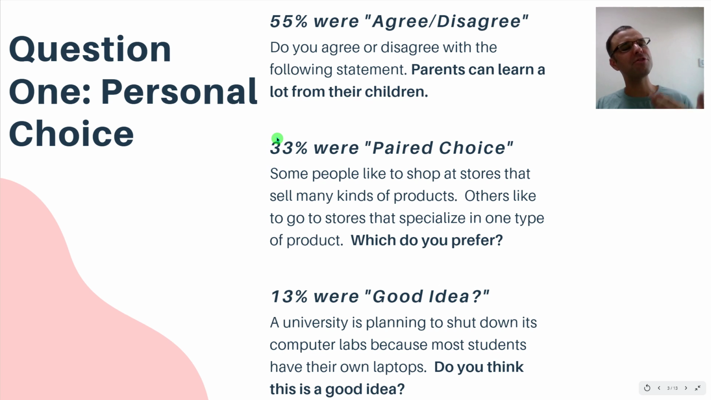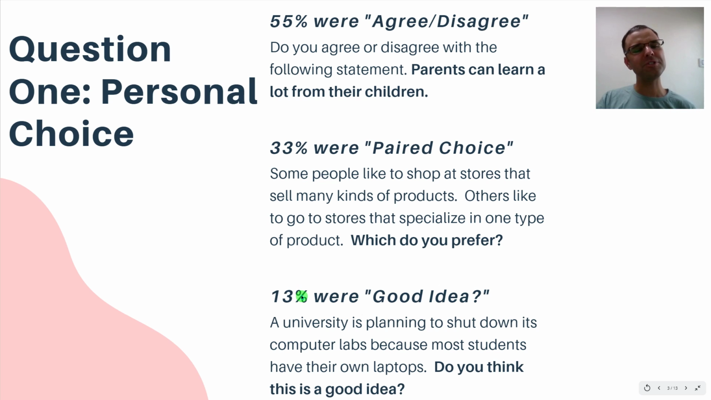Now, 33% of the students said they got a paired choice question. Looks like this. Some people like to shop at stores that sell many kinds of products. Others like to go to stores that specialize in one type of product. Which do you prefer? That's the second most common.